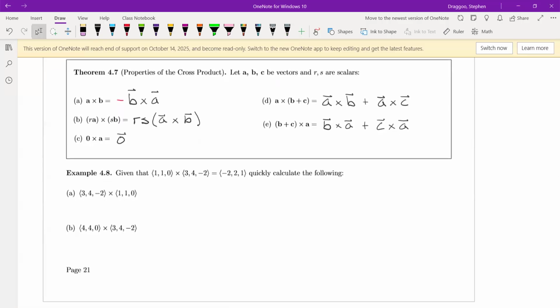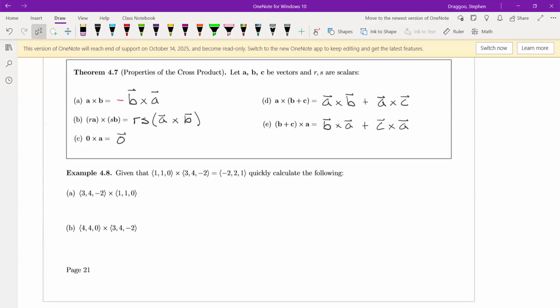But first, a few properties of these products. Again, we talked about one of them already. If I reverse the order to B cross A instead of A cross B, it's just going to change my result by a negative sign.